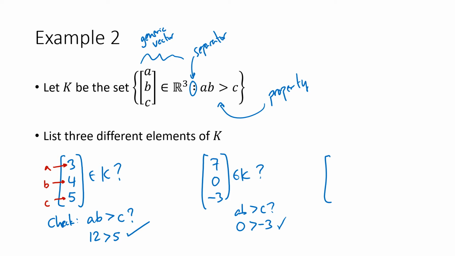So one more example here. We could have, for example, negative 5, negative 2, 0. Is that in my set K? Well, again, I have to check whether AB is greater than C. Negative 5 times negative 2, that's positive 10.